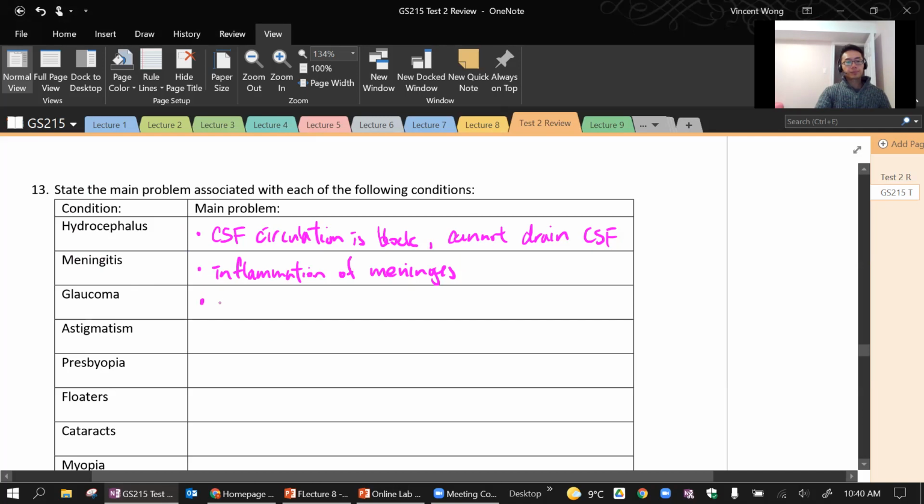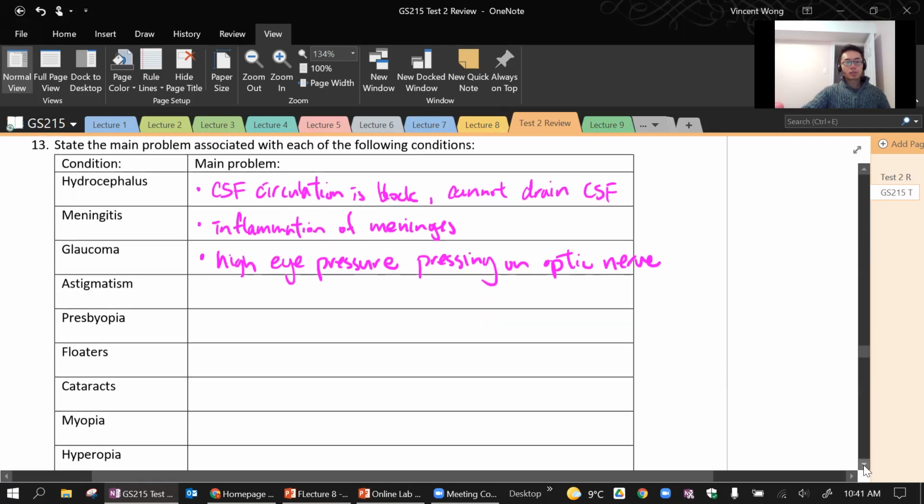Glaucoma. High eye pressure, right, pressing on optic nerve. Okay, you might eventually go blind if the pressure is not being controlled.